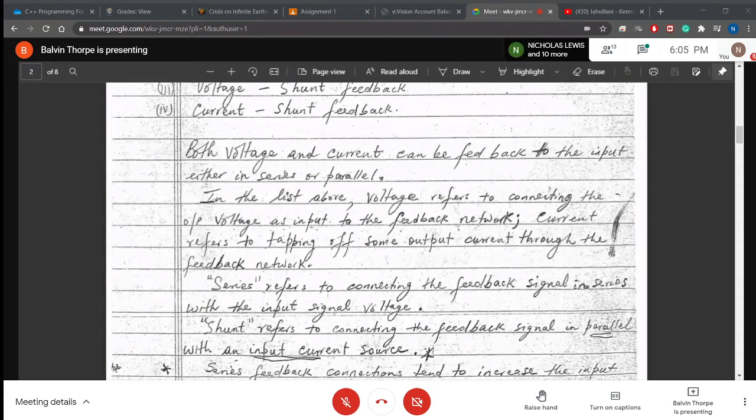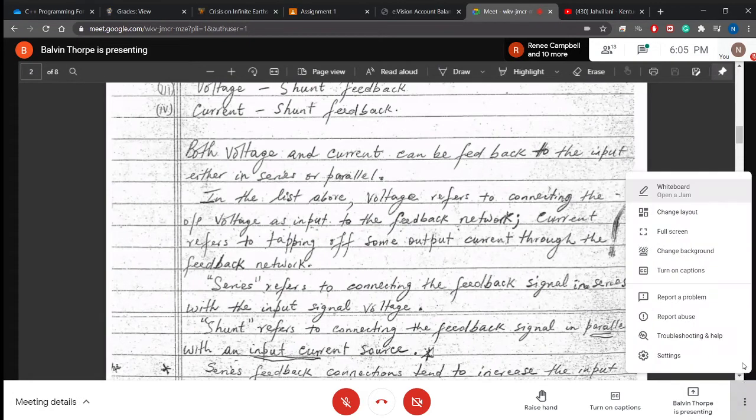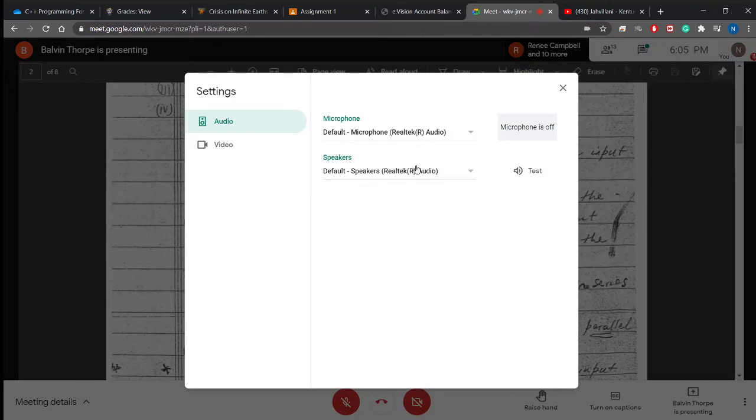Now here's what's going to make a difference. And that's the easy part. We're talking about voltage, we're talking about sending back output voltage back to the input through the feedback network. We're talking about current, talking about taking off current through tapping of parallel connection, tapping the current from the output through the feedback network back to the input. Well, what makes it series and what makes it shunt? Series refers to connecting the feedback signal in series with the input signal voltage.